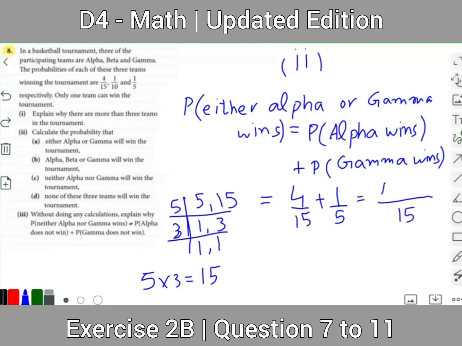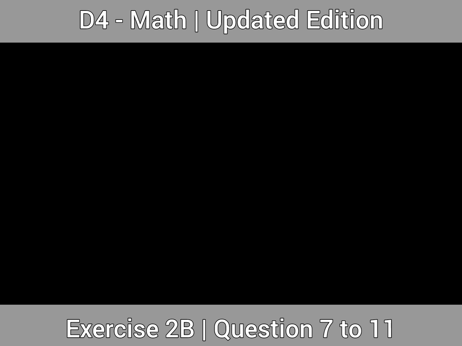15 divided by 15 is 1, so 4 times 1 plus 5 times 3 is 15, so here we have 1 times 3. Now 4 ones are 4, add 3 ones are 3, is 3, and divided by 15. Now after adding, we will get 7 over 15. So the probability that either alpha or gamma wins is equal to 7 over 15.